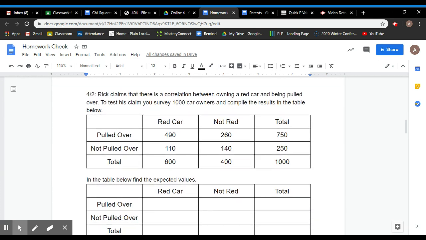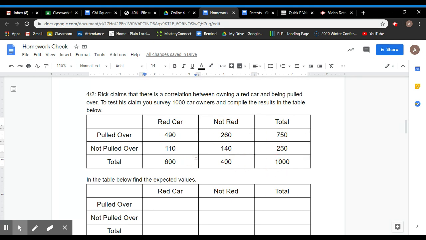Right into question 2. This was from the 4-2 assignment. This is where we started getting into two-way tables. So in this one, this guy claims that there's a correlation between owning a red car and being pulled over. To test his claim, you survey 1,000 car owners and compile the results. So we can see here red cars versus not red cars, being pulled over versus not pulled over. And here's all of his observed data.